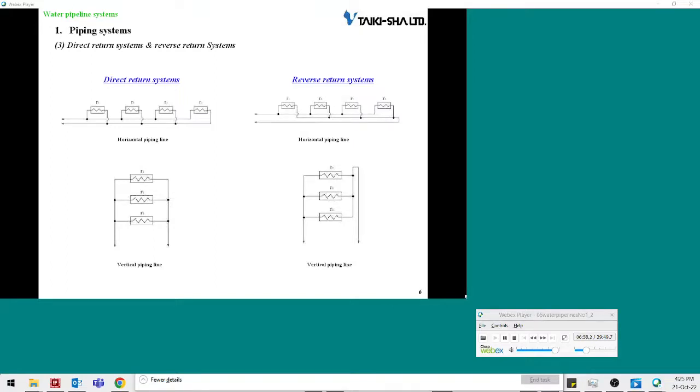If equipment resistances applied to each apparatus are approximately the same as each other, the reverse return system works effectively. On the other hand, if equipment resistances applied to each apparatus are different, the reverse return system works less effectively because you must adjust the flow rates on an equipment-by-equipment basis.